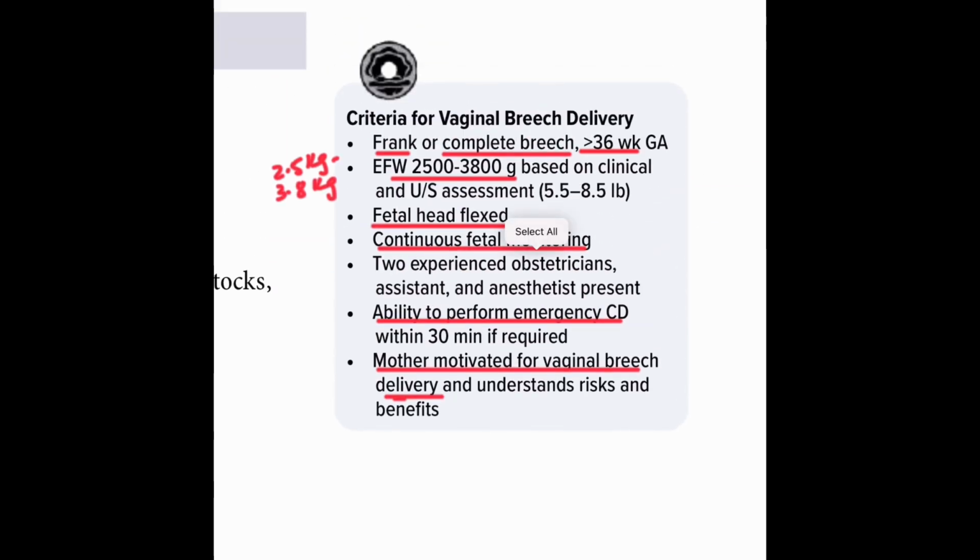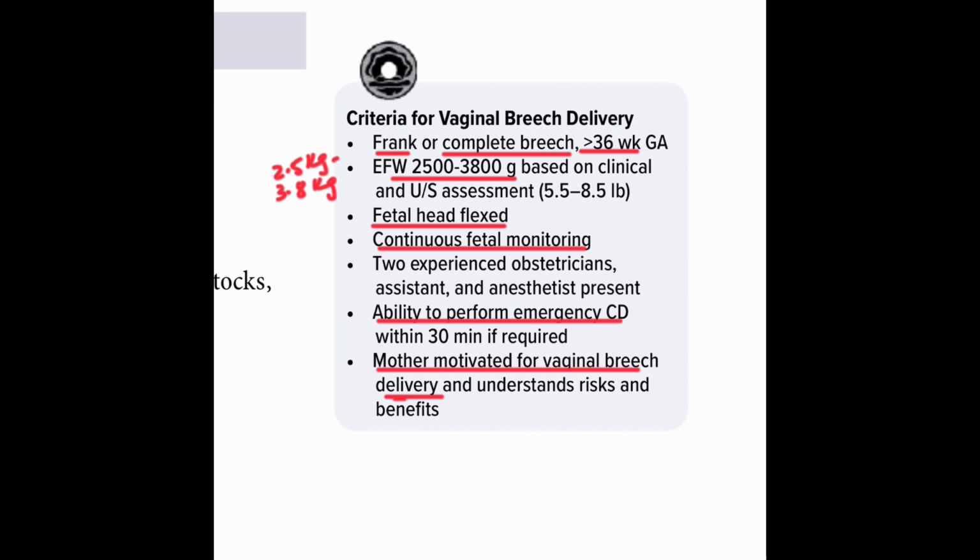And estimated fetal weight should be around 2.5 to 3.6 kilograms, and 5.5 to 8.5 pounds. So this ultrasound assessment would lead to estimated fetal weight, which shouldn't be too much, right? And then fetal head should be flexed. Hyperextended fetal head would be a contraindication for vaginal delivery.